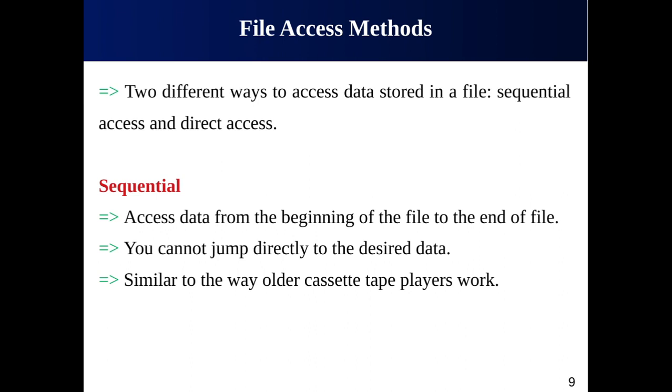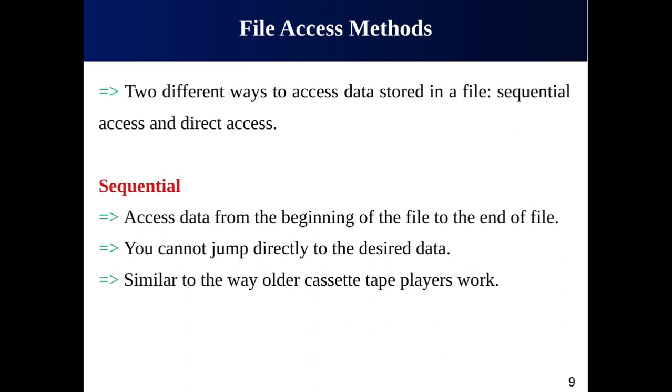If you want to read a piece of data that is stored at the very end of the file and you are using the sequential access method, then you have to read all of the data that comes before it, which means you cannot jump directly to the desired data. And this is very similar to the older cassette tape players. If you want to listen to song number 5, there is no way to directly jump to song number 5. First you have to forward song number 1, then song number 2, then song number 3 and 4, in order to reach and play song number 5.